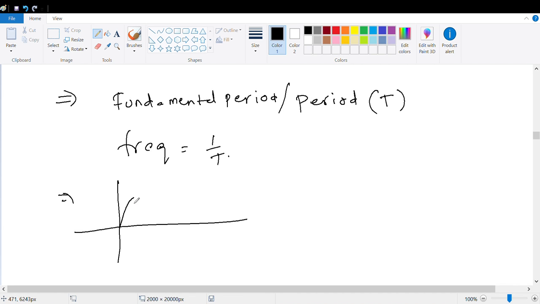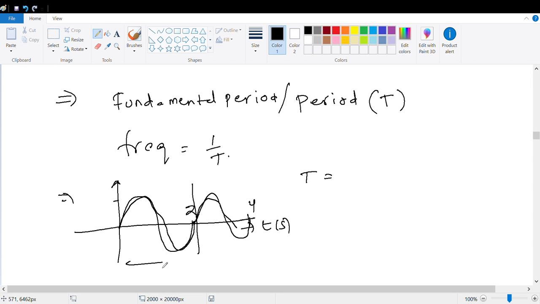For our example, let's take a sine wave. Let's take a t scale, and it is 2, it is repeating like this, and this is 4. The time scale is in seconds. This is a time period, like after 2 it is repeating itself. Before repeating, how much time does it take to repeat? Here it is taking 2 seconds, so the time period is 2 and the frequency is 1 by 2, which is 0.5.